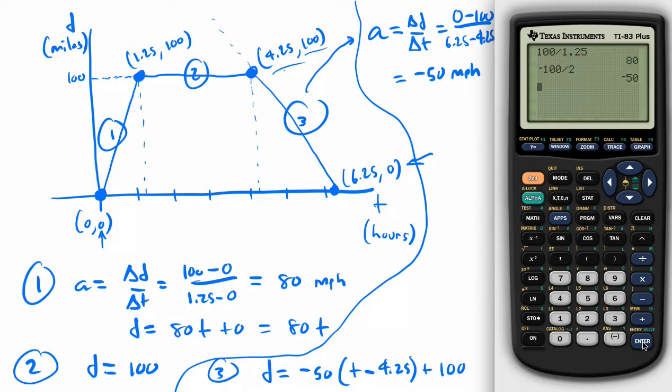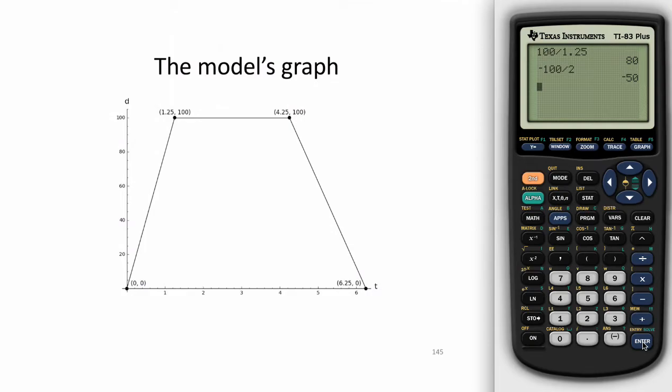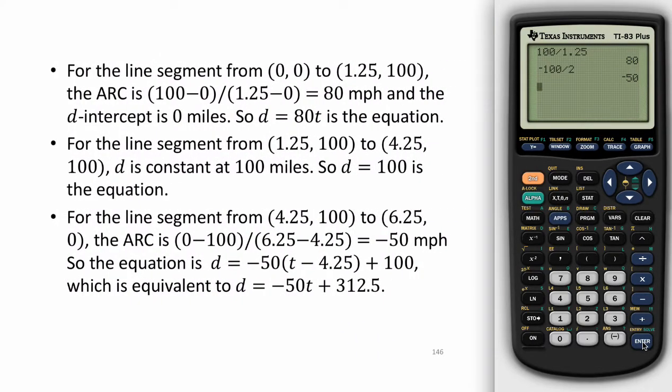And so now we've got subformulas for all of the segments. We know for what t-values those segments hold. For the first subformula, we're going to go from 0 on the t-axis to 1.25, and then from 1.25 to 4.25 on the t-axis, we'll use the second subformula, and then from 4.25 to 6.25, we'll use the third subformula. So all we need to do now is write that model in our standard way. This is all the work we just did.